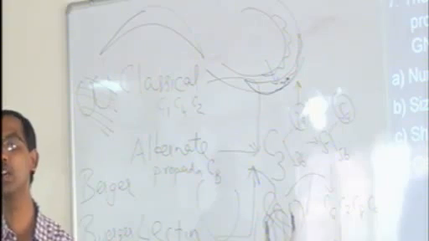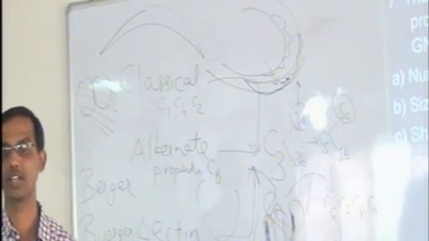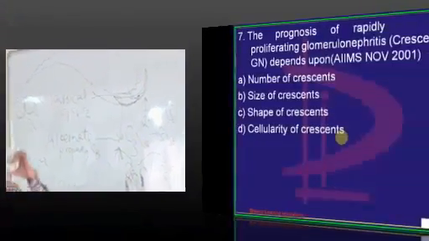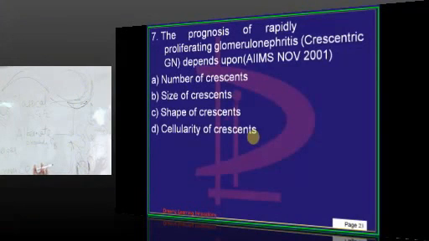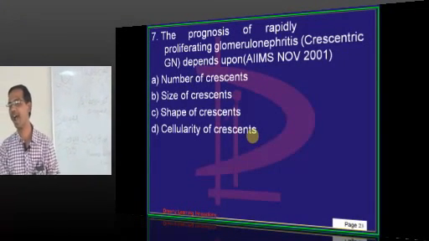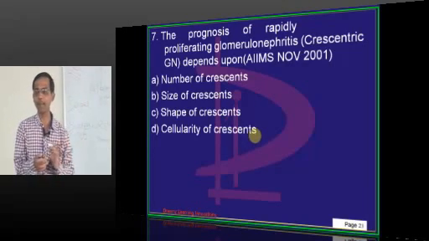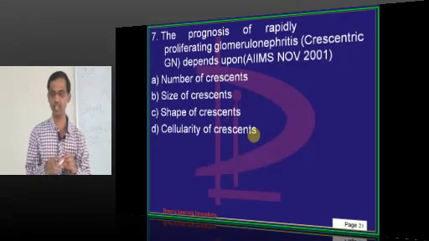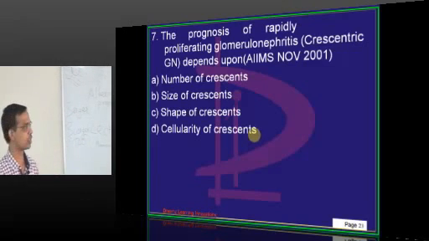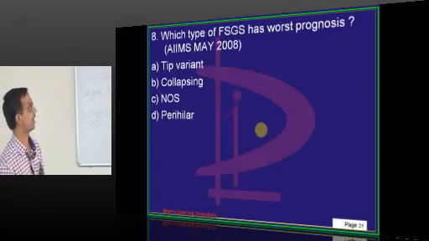It is how many glomeruli show crescent formation. How many? Whether plenty of glomeruli are going to show crescent formation, the prognosis is bad. Very few glomeruli show crescent formation, prognosis is good. So it is the number of crescents which is going to determine the prognosis of RPGN or crescentic glomerulonephritis.